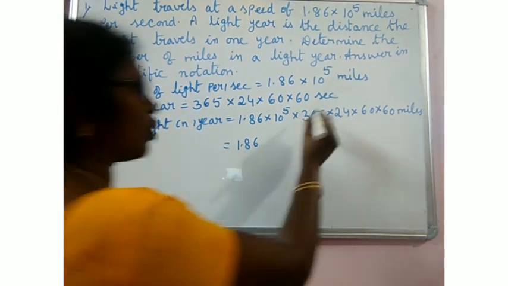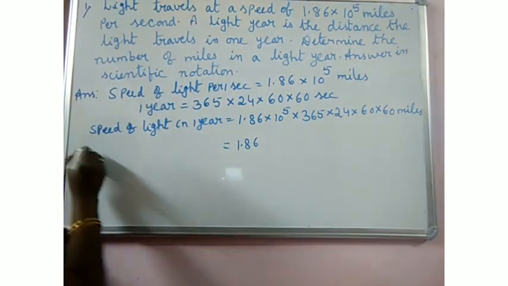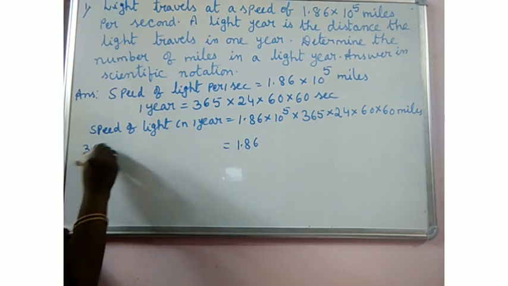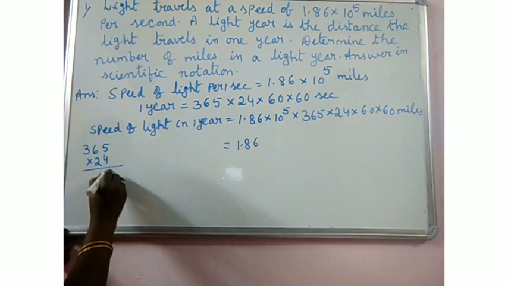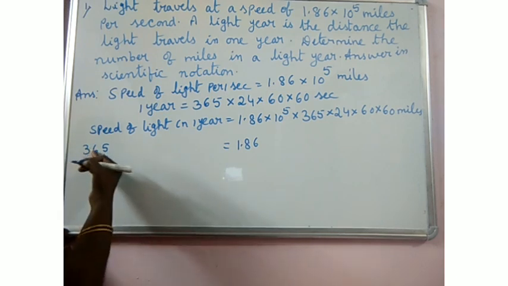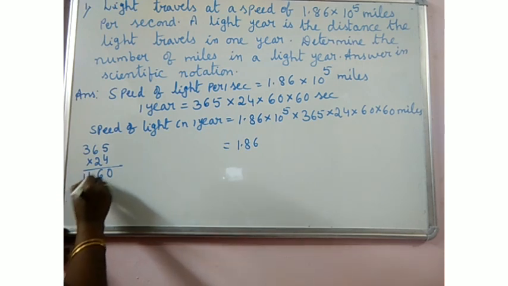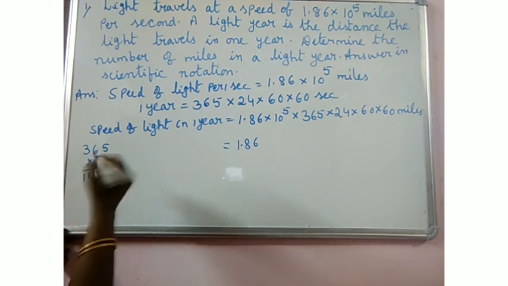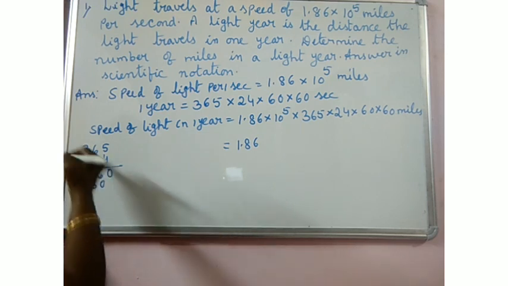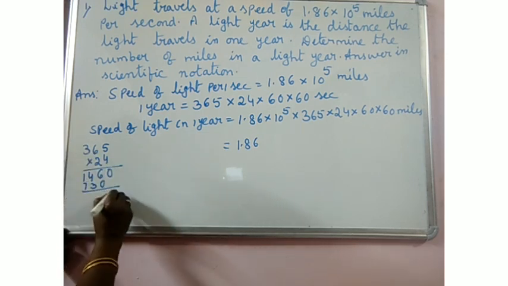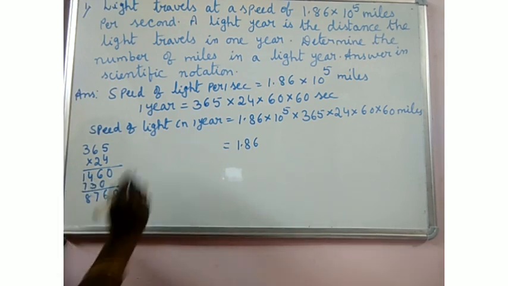So let us multiply first 365 into 24. Let me multiply this side. 365 into 24. 4 fives are 20, 0, 2 carrying. 4 sixes are 24 plus 2 is 26, 2. 4 threes are 12 plus 2 is 14. 2 fives are 10, 0, 1 carrying. 2 sixes are 12 plus 1 is 13, 1. 2 threes are 6 plus 1 is 7. So we get 8760.